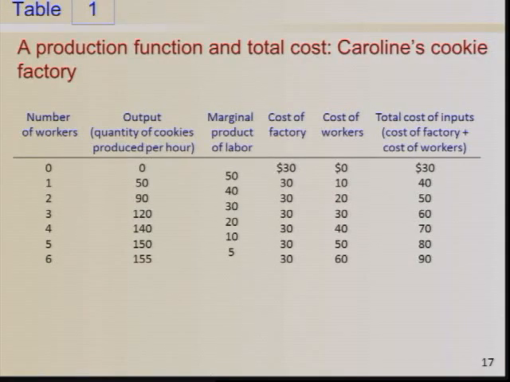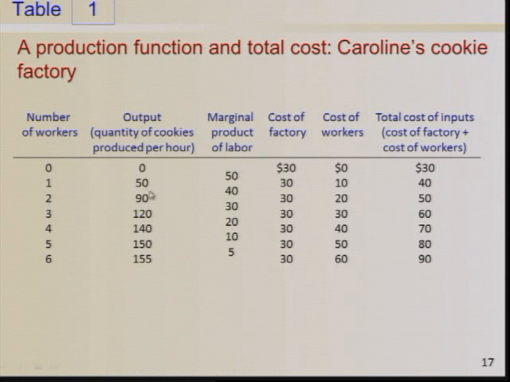So here's an example with Caroline's Cookie Factory. You can see that she's starting off with just one person, and then that one worker can make 50 cookies an hour. If she adds a second worker, both of them together can make 90 cookies an hour. And so if you think of the marginal product of labor, how many cookies did that second person bring to the table, so to say?